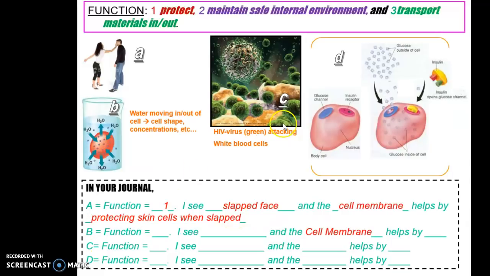You need to do image B, and here's a little description of what's happening in B. You need to do image C, and you can see there's a little description of C. And you need to do D right here. And here's a picture of D, and it's a model with labels. You need to decide which function is occurring for B, C, and D, just like I did for A.